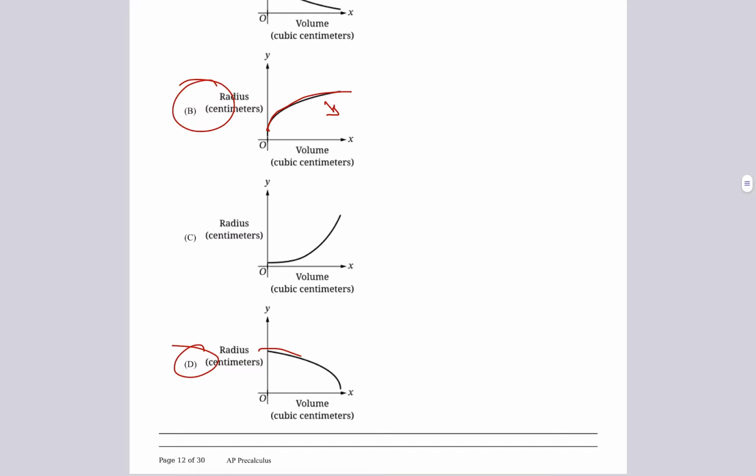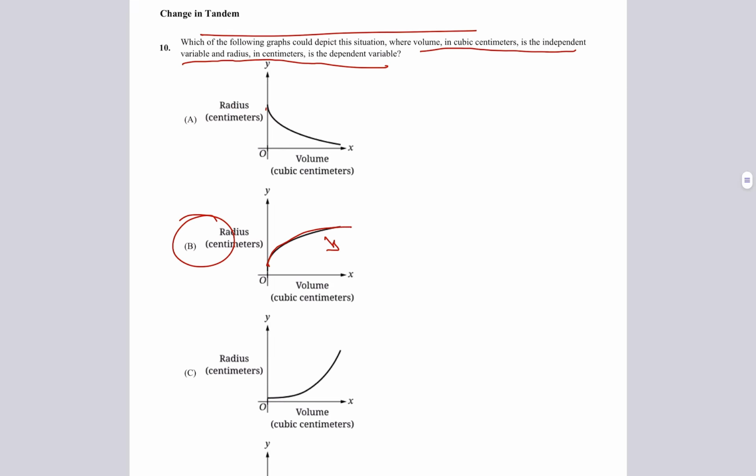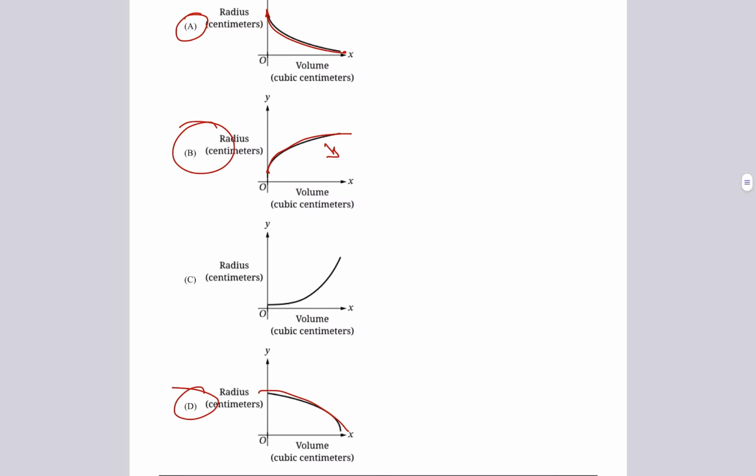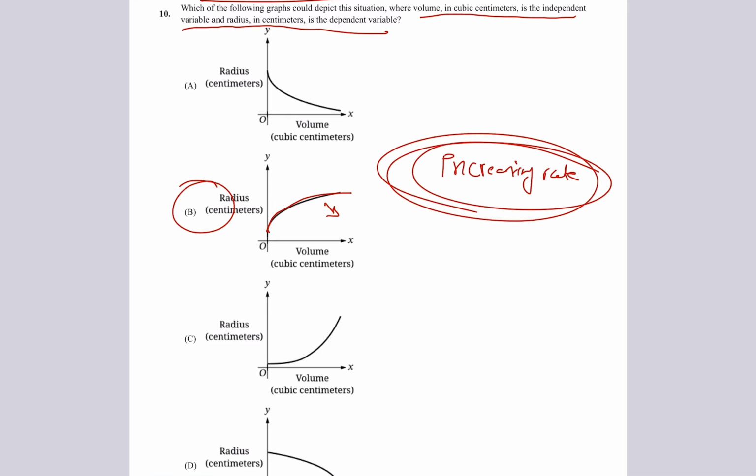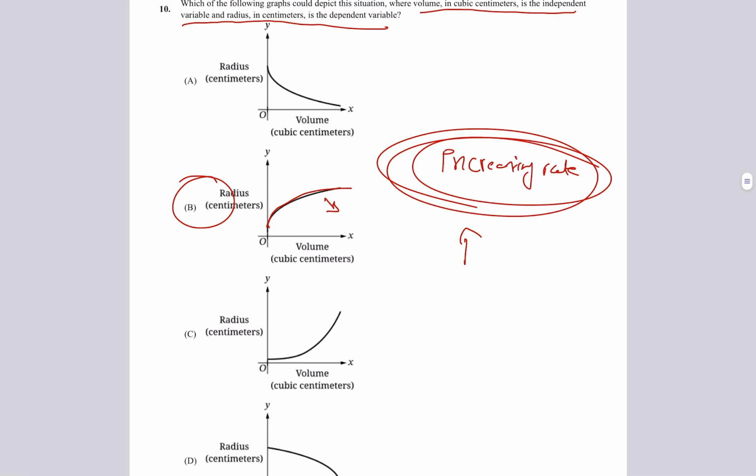D is decreasing, and A is also decreasing, and C is in fact increasing, but at an increasing rate. So always remember this. Whenever you hear the words increasing rate, it means that the function has a concavity that is upwards. Disregard the fact whether it's decreasing or increasing.